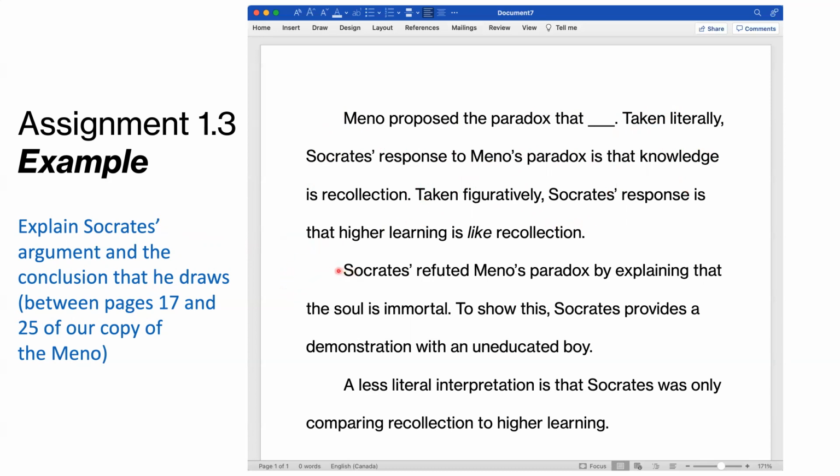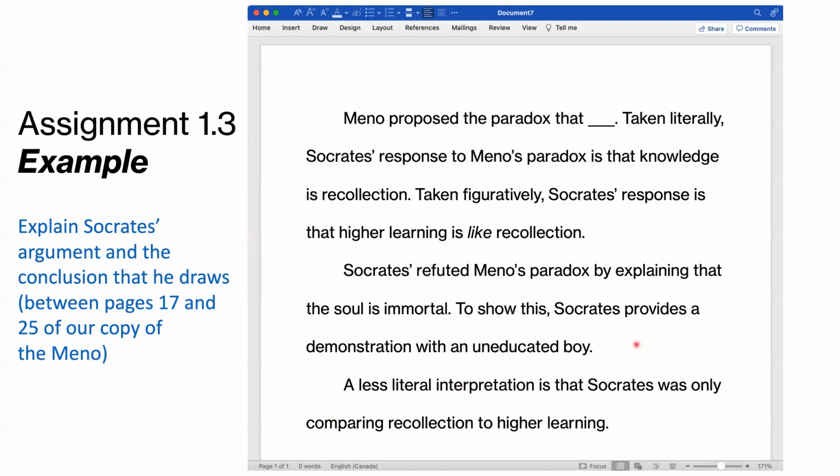Now, in the second paragraph, we can explain how Socrates refuted Meno's paradox by explaining that the soul is immortal. And that was his literal argument. To show this, Socrates provided the demonstration with an educated boy, the math demonstration. The less literal interpretation, which is from the lectures, is that Socrates was only comparing recollection to higher learning.